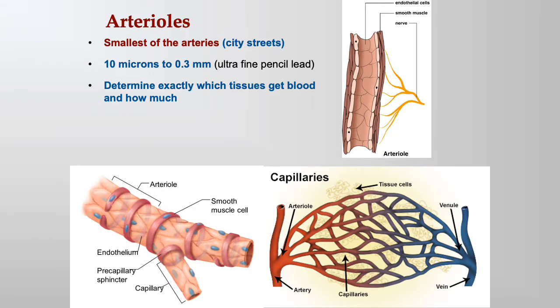They determine exactly which tissues get blood and how much. They're the ones that supply blood to specific little parts. They regulate vascular resistance. They significantly regulate blood pressure. So when we talk about peripheral vasoconstriction, we're mostly talking about arterioles. When they clamp down, you can see there in the diagram in the lower left, the smooth muscle cell, they clamp down and they can really constrict those arterioles. That's how we dramatically change our blood pressure.